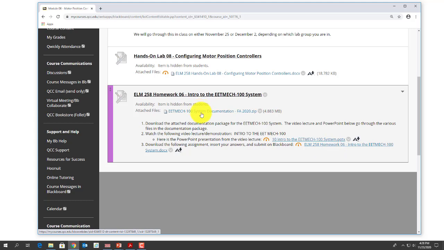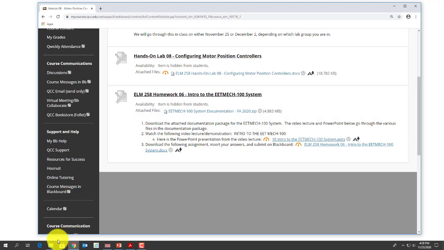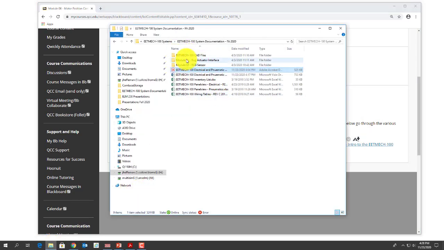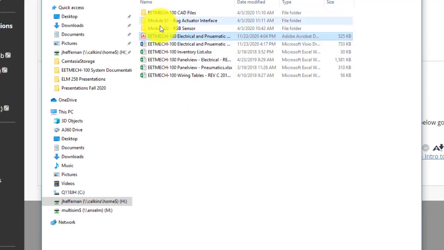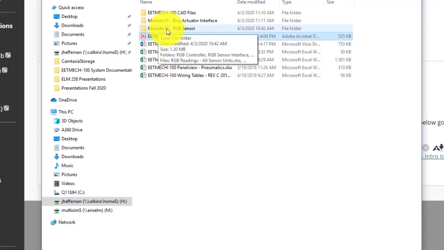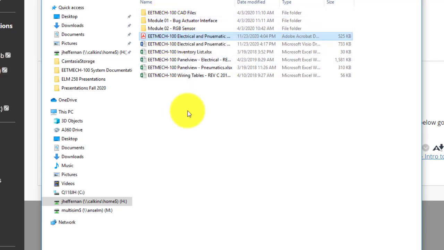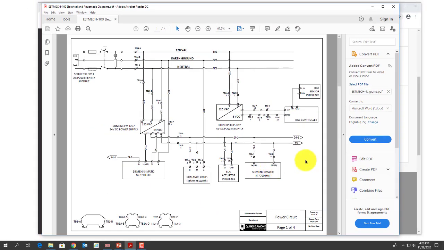Those diagrams are all in the zip file, which you'll find also under the assignment. If you download that zip file and open the folder, you'll see a series of files, spreadsheets, diagrams, and some subfolders with some of the modules in the system. That's what I'm going to be going through in this PowerPoint. If you want to follow along, you can have those either opened up or printed out, however you want to do it. They look kind of like this. These are the electrical and pneumatic diagrams that we're going to be going through.